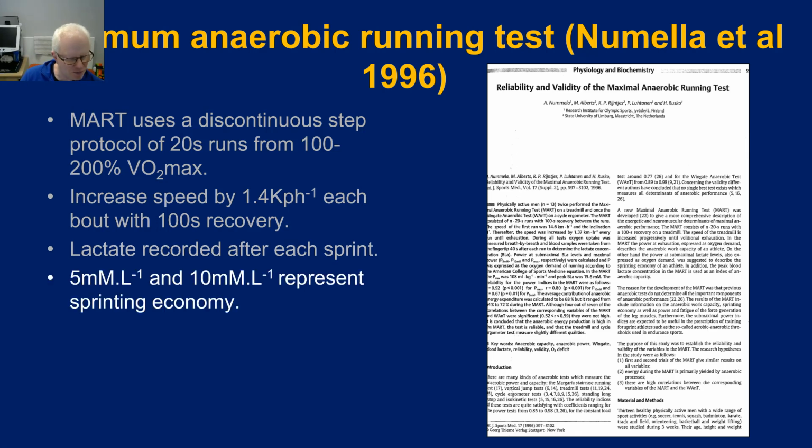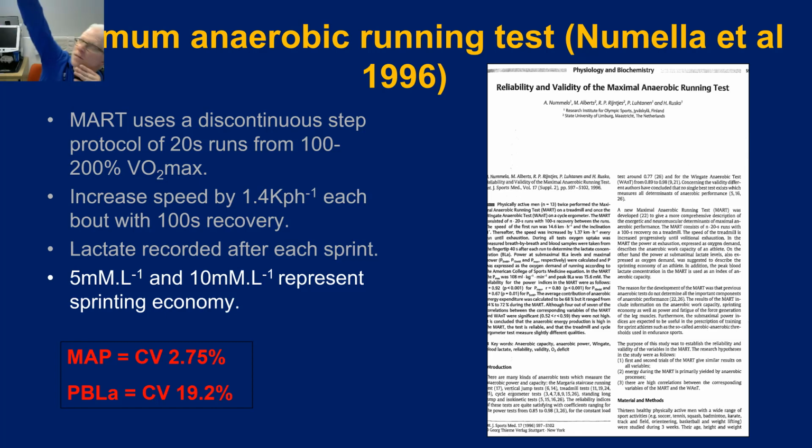after each sprint. And what they then suggest is that you take two concentrations, 5 millimoles per litre and 10 millimoles per litre, and they refer to this as what they call sprinting economy. And sprinting economy is in essence their kind of euphemistic term for anaerobic capacity. So this is really interesting. 5 millimole and 10 millimole. In the previous test, Fujitaka is saying you take the highest lactate concentration as anaerobic capacity. In this one, they're saying, no, you take two fixed lactate concentrations.